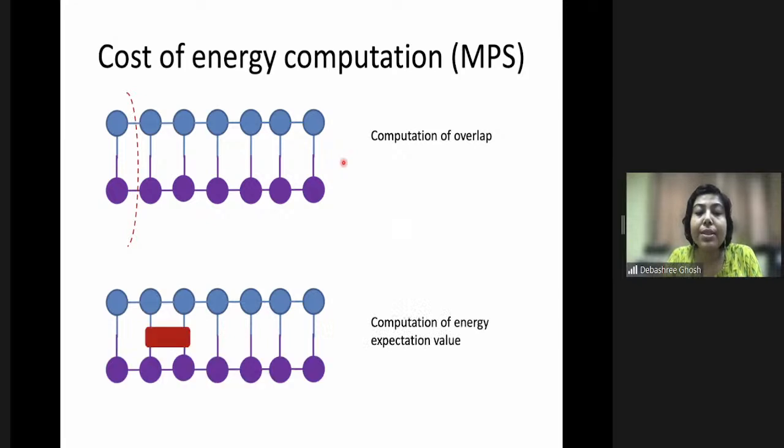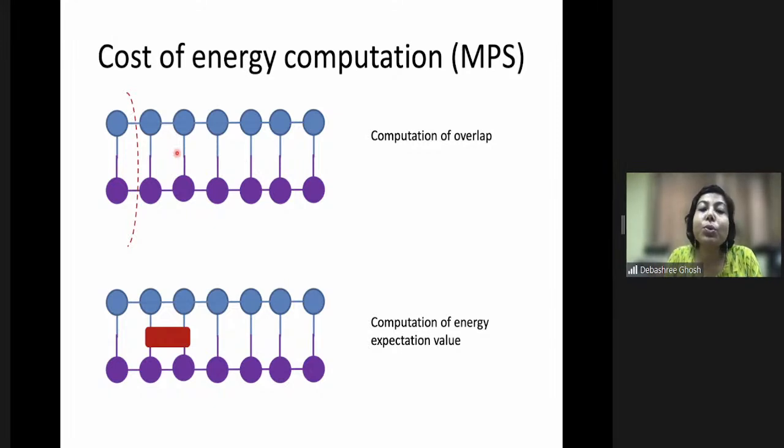If I were doing the same thing for the energy expectation value, instead of just taking the matrix product state and its complex conjugate, I would take some operator in between. Basically, I'm taking an expectation value, so it will be an operation like this. So that is a little bit more complicated than a computation of an overlap, but not terribly so. Okay, so this is essentially what an MPS energy computation looks like.